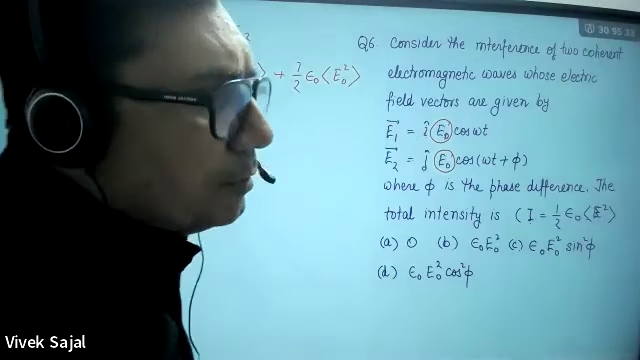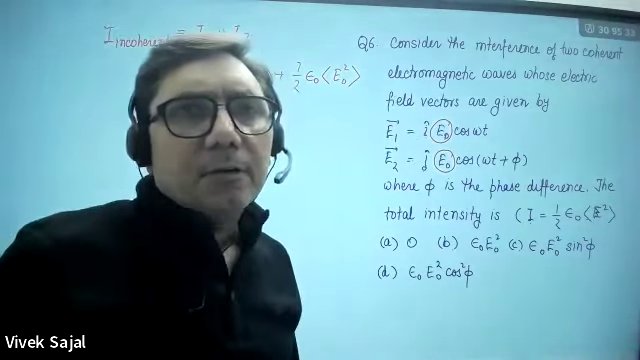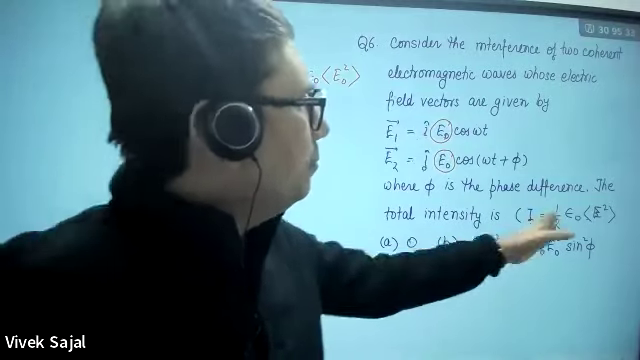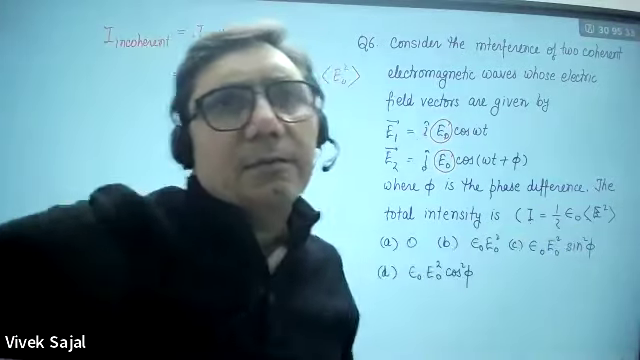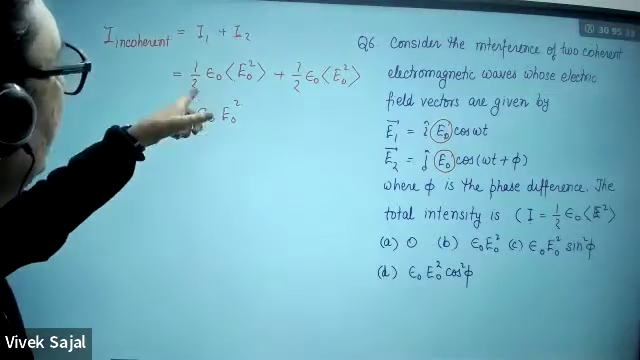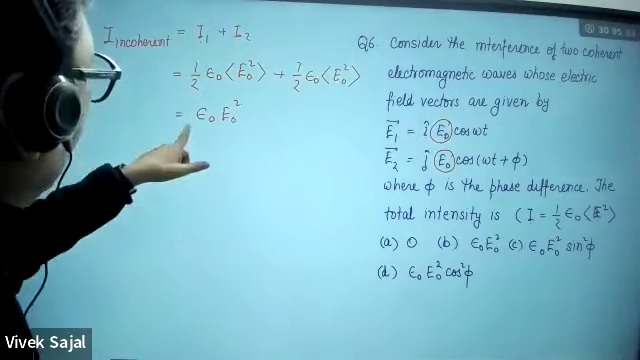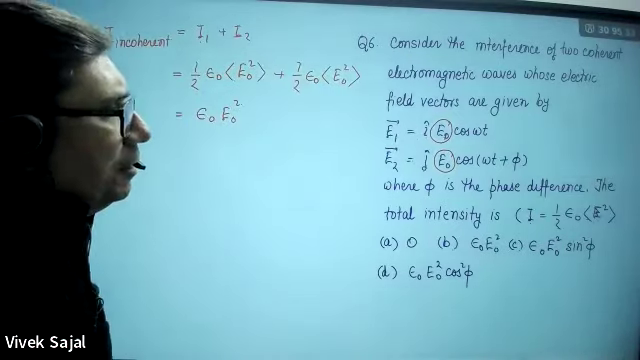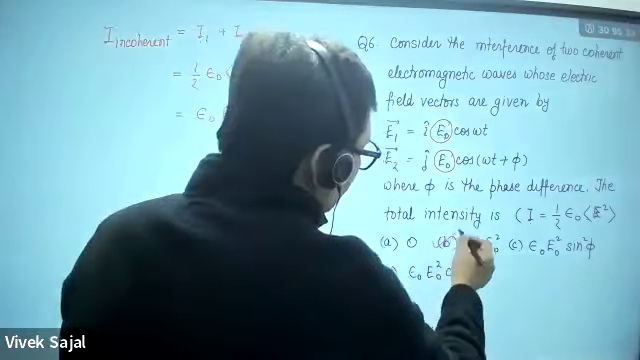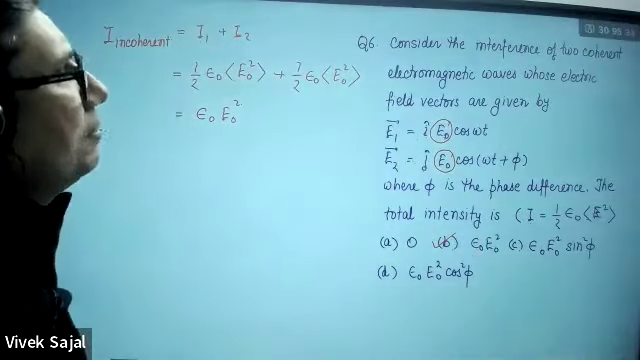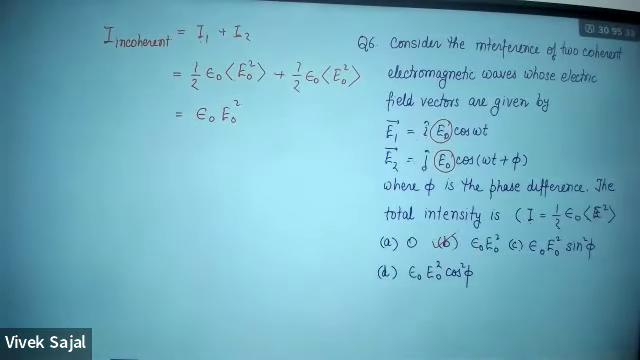We know that intensity will be amplitude square, but they are writing here 1 by 2 epsilon naught E square. So I'm just writing 1 by 2 epsilon naught E naught square plus 1 by 2 epsilon naught E naught square, and it will be epsilon naught E naught square. This will be your answer. Is it clear?